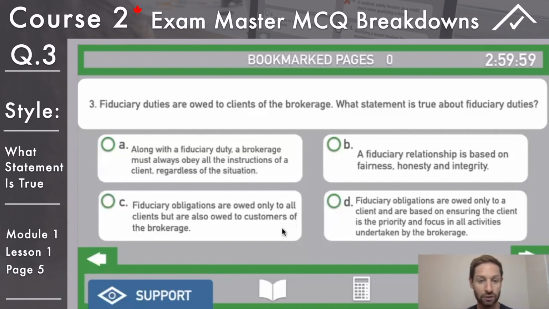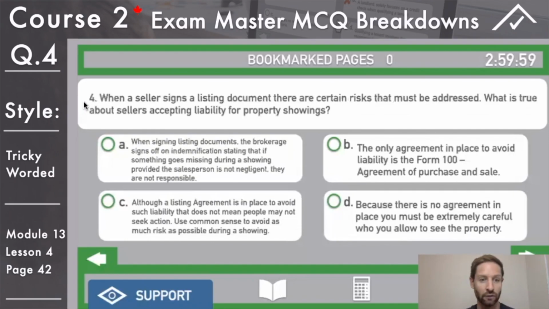C, fiduciary obligations are owed only to all clients, but are also owed to customers of the brokerage. Okay, kind of a funky answer there, but basically we answer that. It's also to customers. It is not owed to customers. And again, when you're watching this, that's going to be self-represented party if it's already changed to Tressa. This is not something that's owed to both. We know that. And then D, again, read it. Even though you've probably limited yourself to it, still read it. Fiduciary obligations are owed only to a client and are based on ensuring the client is the priority and focus in all activities undertaken by the brokerage. Perfect. That is the correct answer. D, and move on. 4, last question of these ones.